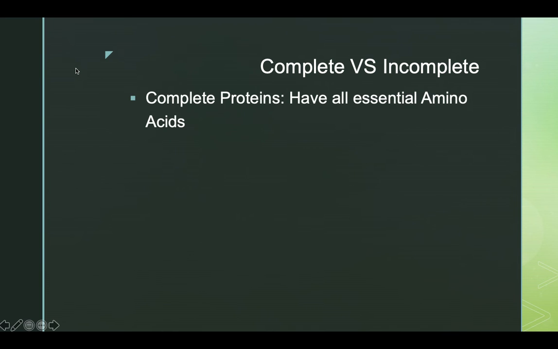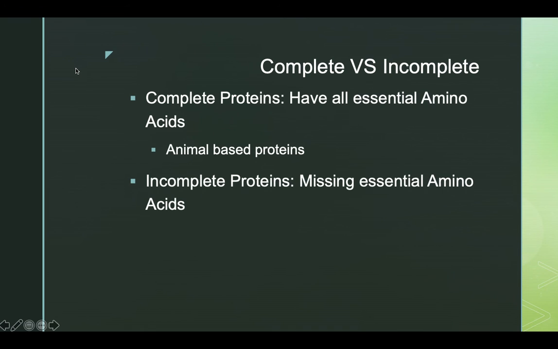So we had amino acids, there's essential and inessential. Proteins, there's complete and incomplete. A complete protein will have all 9 of our essential amino acids. These are usually animal-based proteins. So think your meat. If you eat meat, you really don't have to think much about complete and incomplete proteins because you're getting all of your amino acids from that meat.